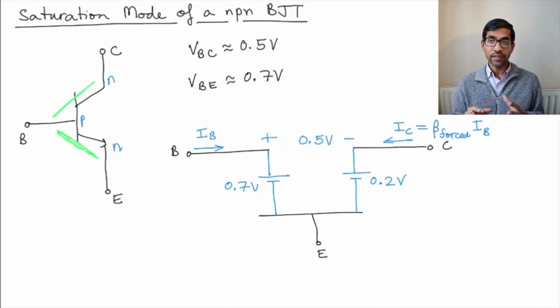Now that we have looked at how the BJTs behave in the active, cutoff and saturation modes, we can go on and look at some circuits, and we should be able to calculate the currents and the voltages in a transistor circuit. We'll do that in the next few videos.